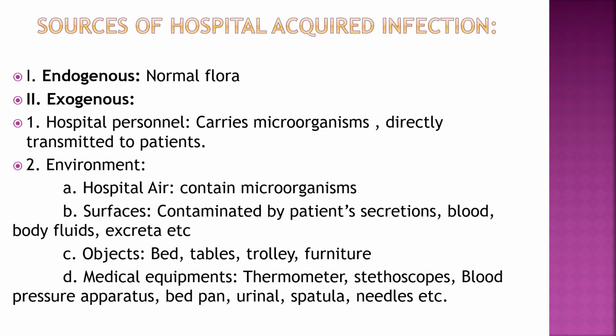Then we'll see sources of hospital acquired infection. There are mainly two sources, endogenous and exogenous. Endogenous means from inside the body, that is normal flora which becomes pathogenic and gives rise to infection. The second source is exogenous, that is present outside. First is hospital personnel, who carry microorganisms and directly transmit them to patients. Second is the environment. First is hospital air, which contains microorganisms. Second is surfaces, contaminated by patient secretions, blood, body fluids, excreta. Surfaces like beds, trolleys, furniture, then medical equipment like thermometers, stethoscopes, blood pressure apparatus, bedpans, urinals, spatulas, needles, etc. These are all used for the patient, and if they are contaminated, they may cause infection to the patient.